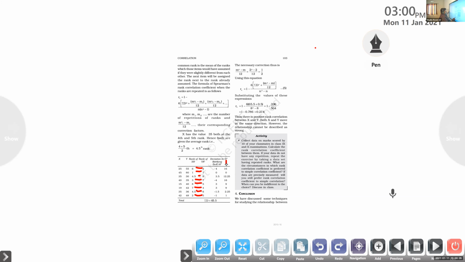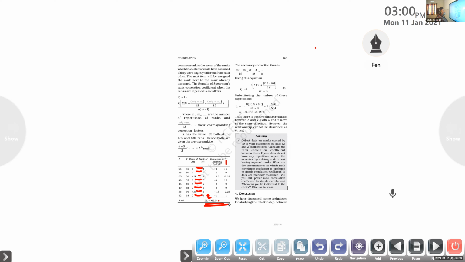Sigma D square is 65.5. This is sigma D square, not the D value. Sigma D square is 65.5. Okay. Next one, the necessary correction thus is m cubed minus m divided by 12.